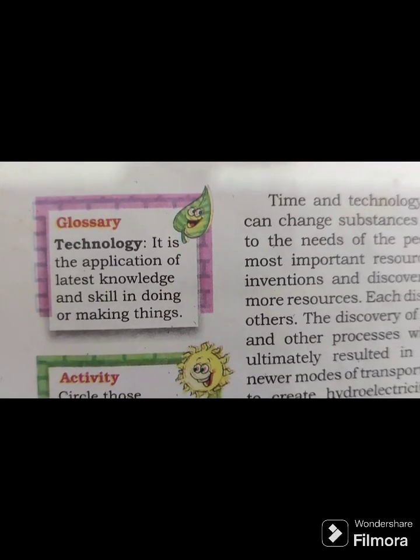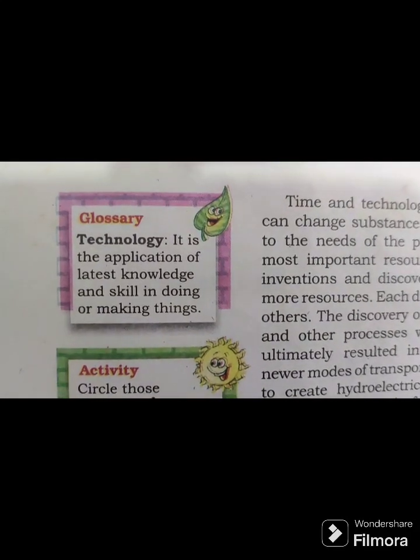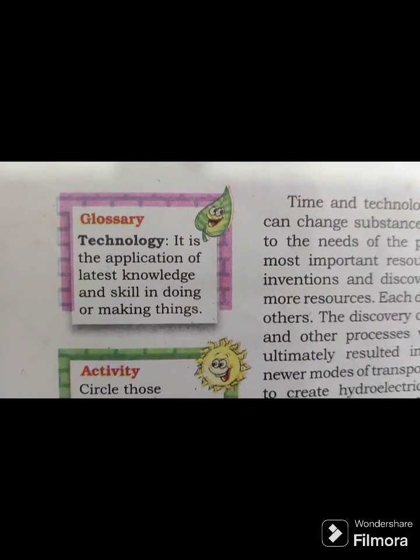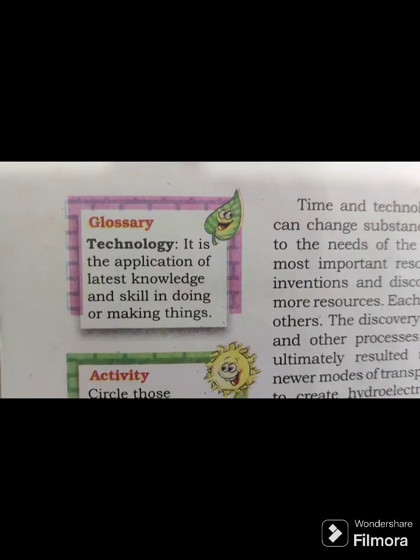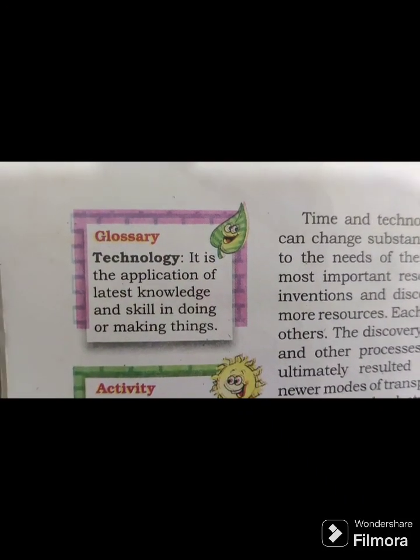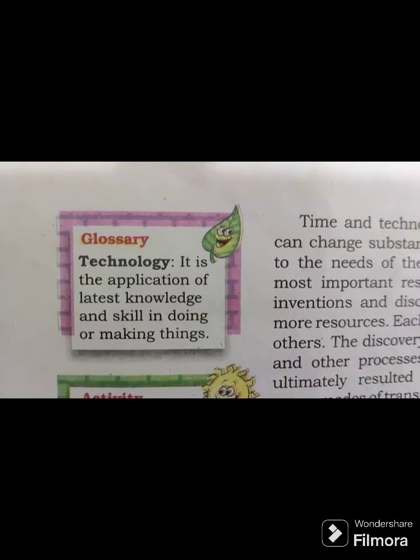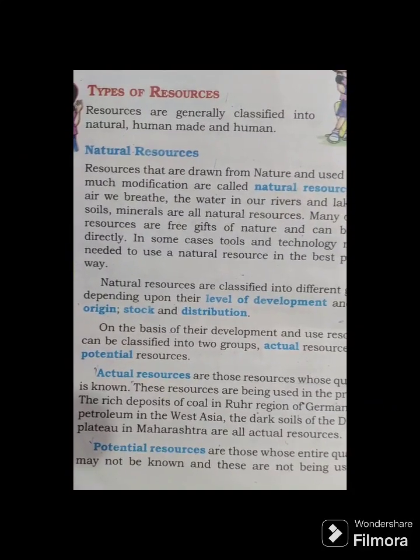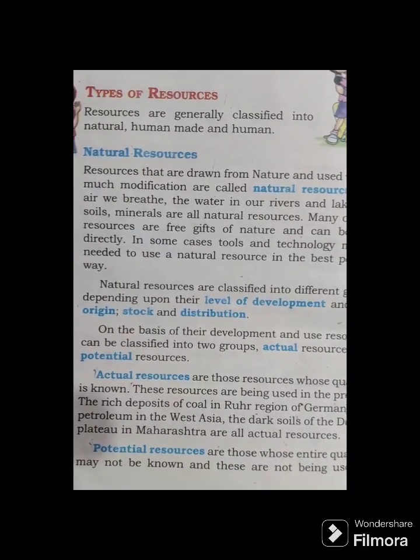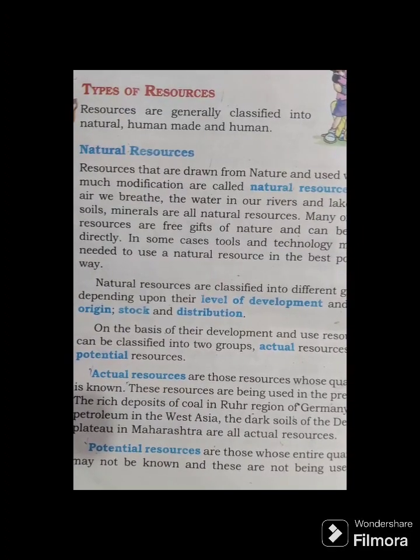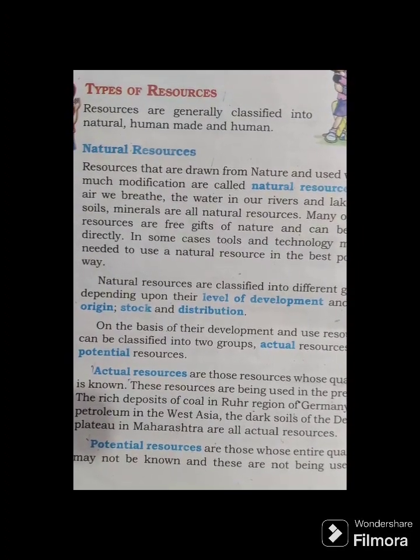The term technology is used in this paragraph. So technology is the application of latest knowledge and skill in doing or making things. Now we come to the types of resources. Resources are generally classified into natural, human made and human.